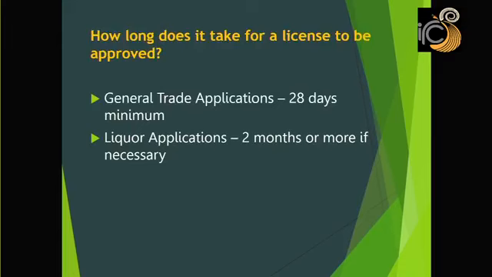It takes about 28 days minimum for a general trade license application to be processed for you to get your license. For liquor applications, it takes 2 months or more. Why? Is liquor different? It's because we have to, by requirement, go out, take an ad out in the papers and ask if people have any objections.